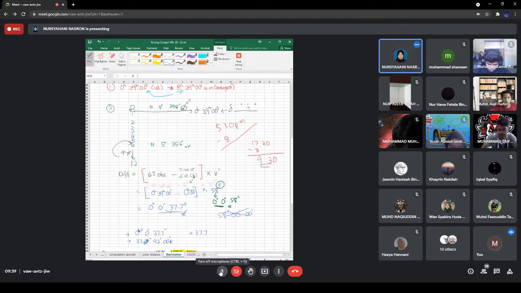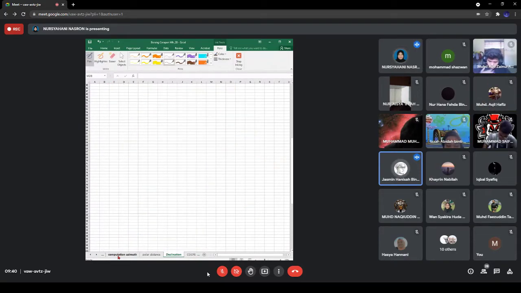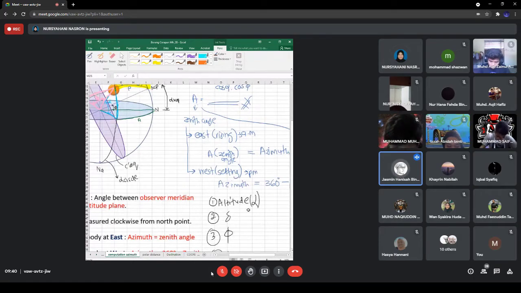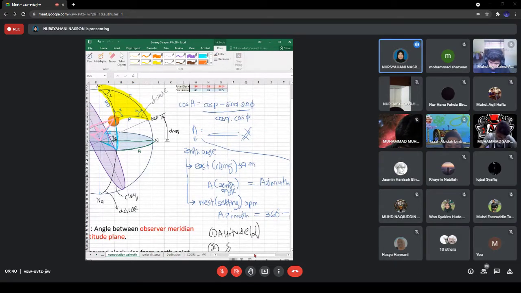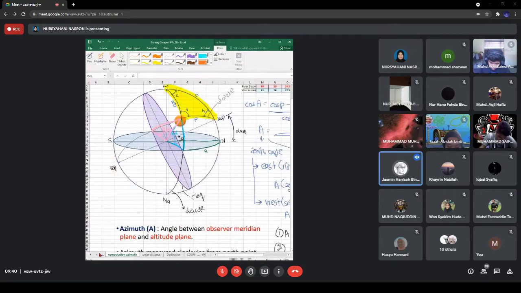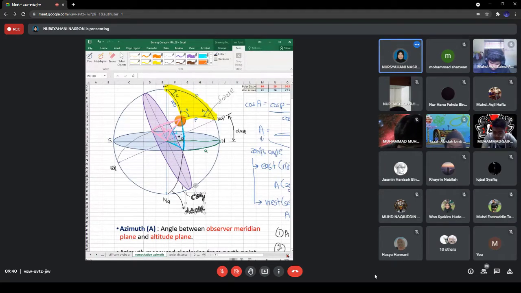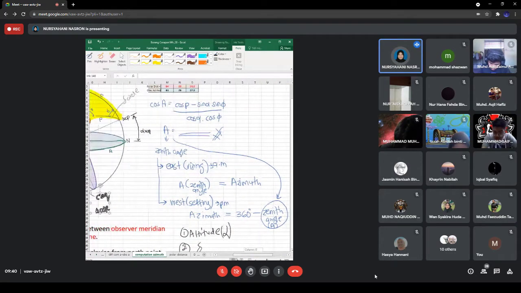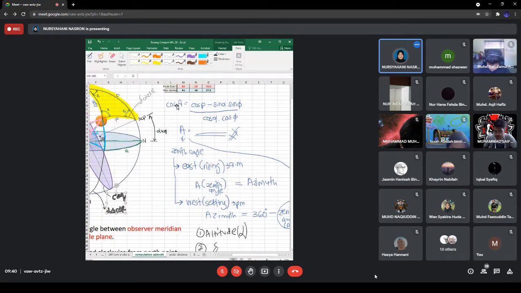Okay, boleh? Madam nak tanya. Kalau computation azimuth dapat untuk yang second observation macam mana? Computation azimuth nak dapatkan untuk observation guna formula lah. Cos A equal to cos P minus sin altitude darab sin latitude divide by cos altitude times with cos latitude.